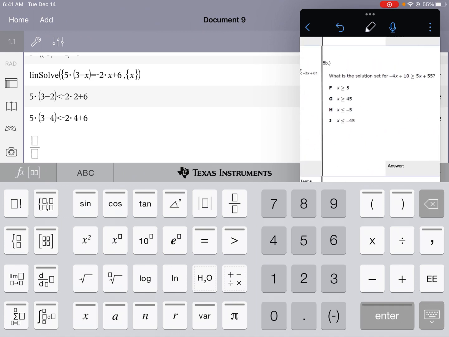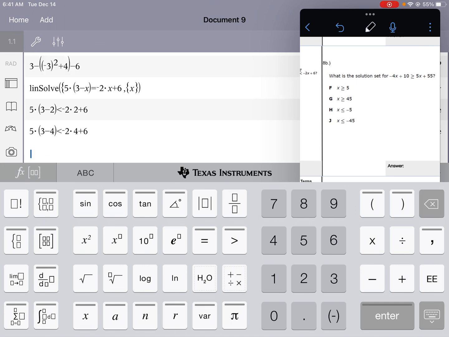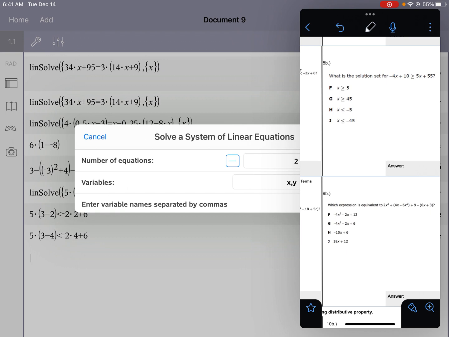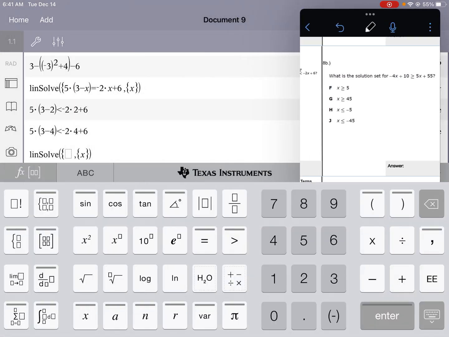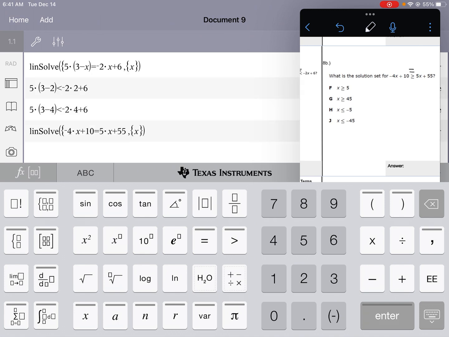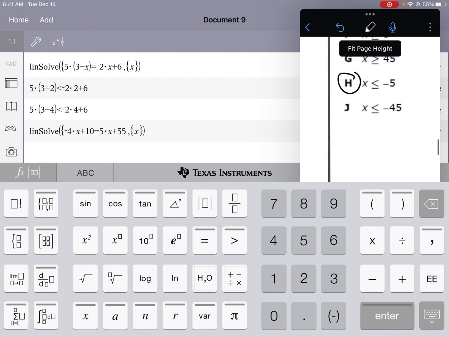Okay, looking at the next one, let me erase what I have. What is the solution set? So again, menu 3-2 allows us to eliminate some of our answers. Okay, we type it in. The only difference is we're changing our inequality signs to equal signs. So I have negative 4x plus 10 equals 5x plus 55. When I answer it, it tells me my answer is negative 5, which means this is the correct answer.